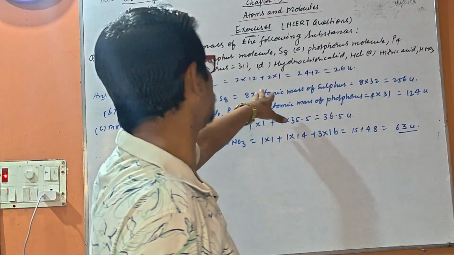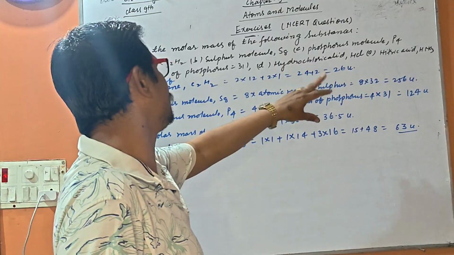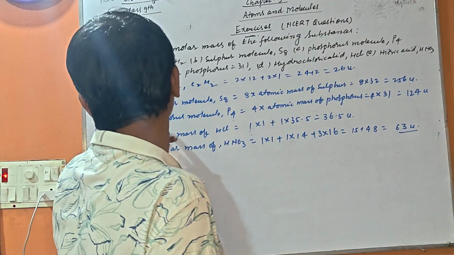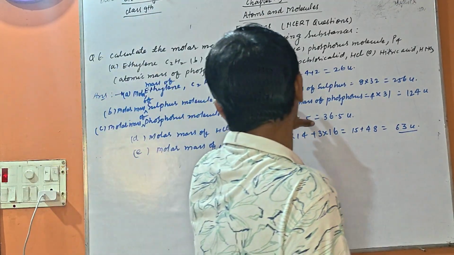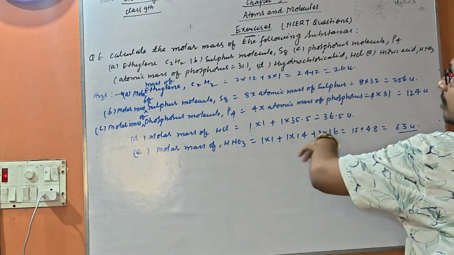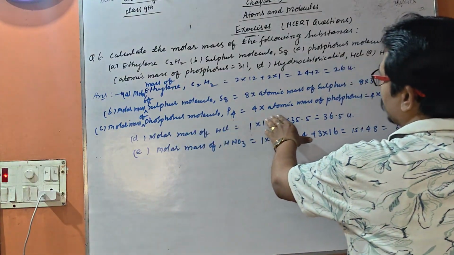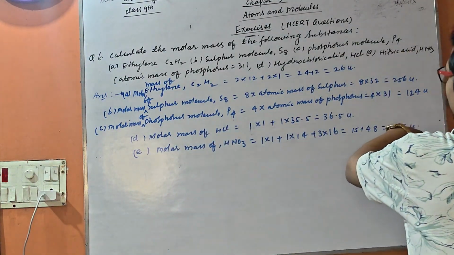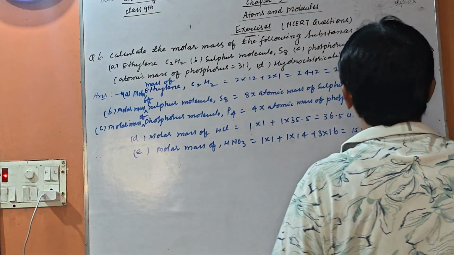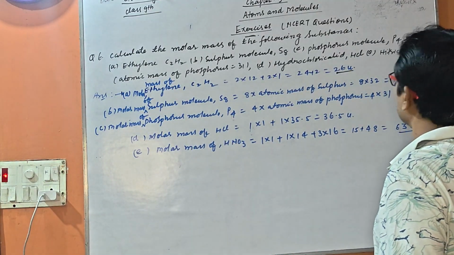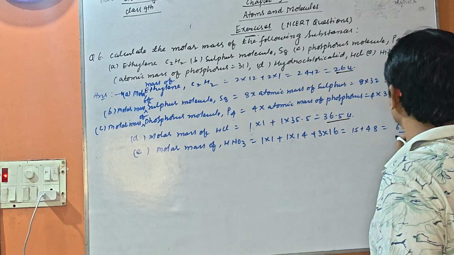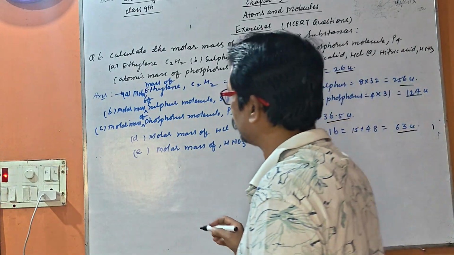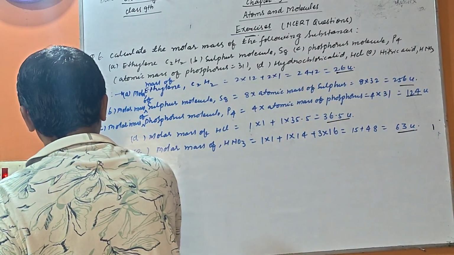Molar mass of ethylene C2H2: 2 into 12 plus 2 into 1, 24 plus 2, 26. Molar mass of sulfur molecule: 8 into atomic mass of sulfur, 8 into 32, 256 u. Molar mass of phosphorus P4: 4 into 31, 124 u. Molar mass of HCl: 1 plus 35.5, 36.5 u. Molar mass of HNO3 is 63 u. Question number 7. Let us see question number 7.